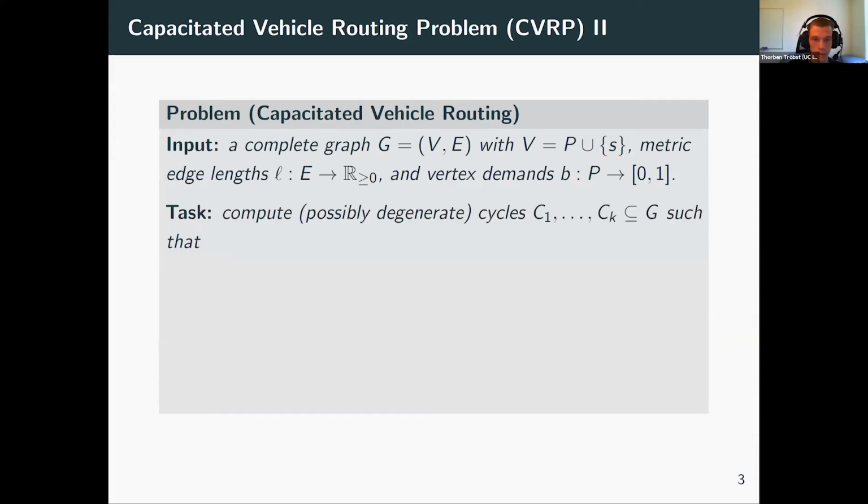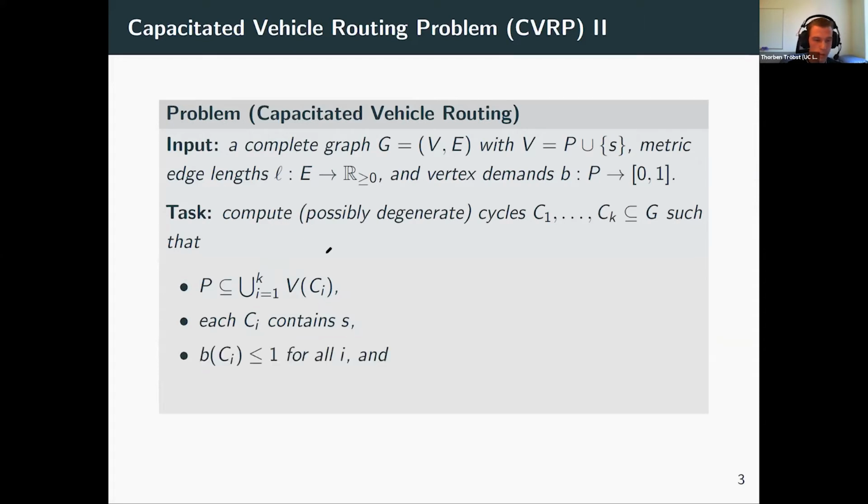The task is to compute a set of cycles, which we allow to be degenerate, which means that we allow cycles of length 2, such that every single point is covered by one of the cycles. Every cycle contains the depot. The capacity, or the total demand served by every cycle, is at most 1. That's the capacitated part. And the total length is minimized. So this is the classical capacitated vehicle routing problem.